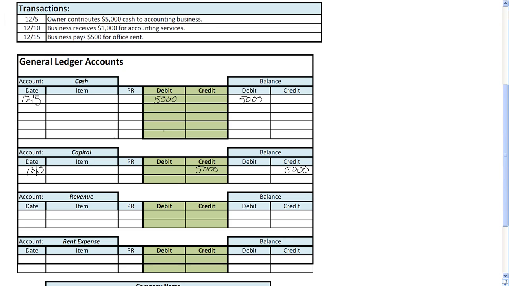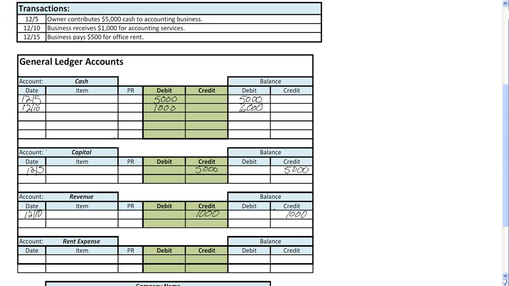The next transaction is the business received $1,000 for accounting services earned. So our cash will increase on the 10th by $1,000. And now our running balance is up to $6,000 in this account. The other account that's affected is our revenue, so we post a credit to revenue of $1,000, with a running balance of $1,000.